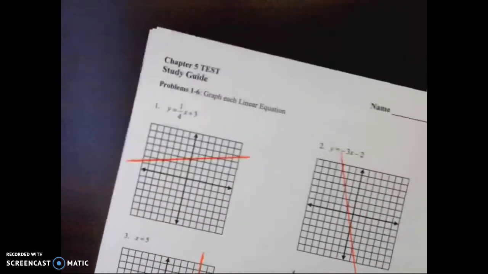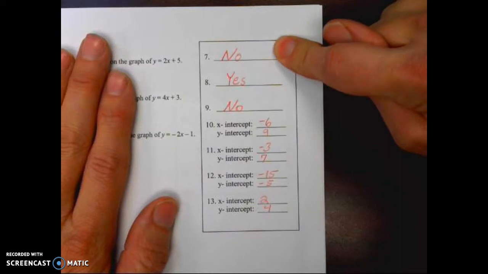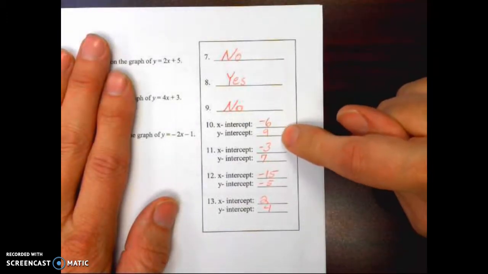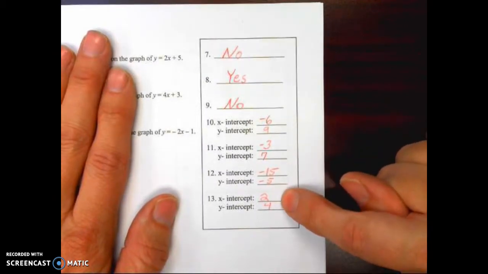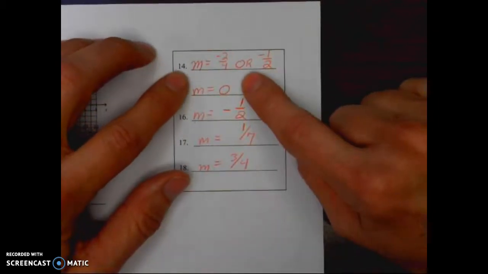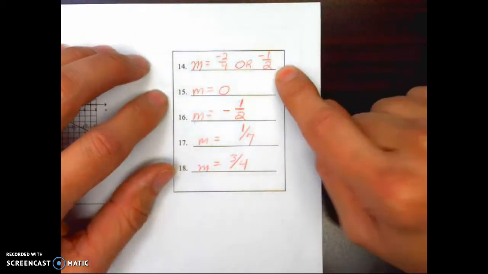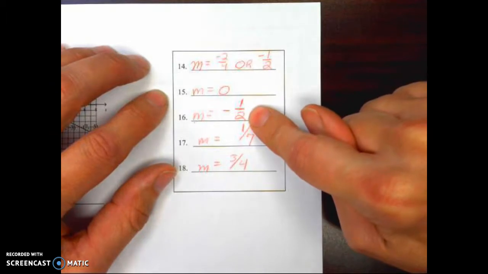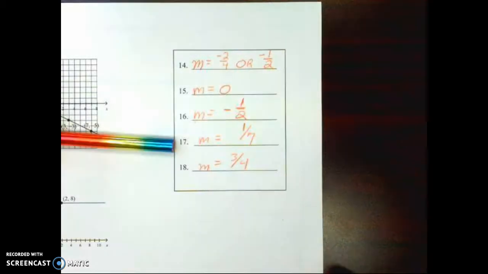So now we're going to turn to page 2. And on page 2, there's your answers. It basically reads: no, yes, no, -6, 9, -3, 7, -15, -5, and 2, 4, right? The third page is going to be: the slope is 2/4, or -1/2. The slope is 0. The slope is -1/2. The slope is 1/7 if you can't read that. And then number 18 has a slope of 3/4.